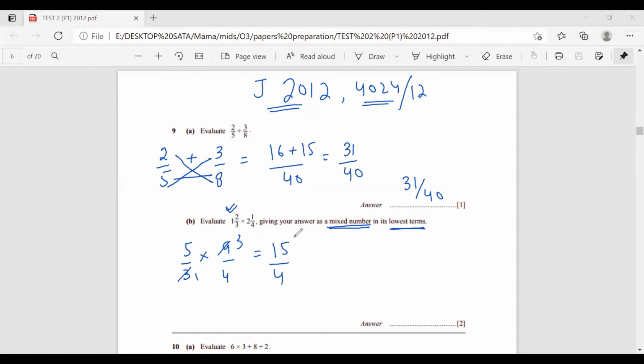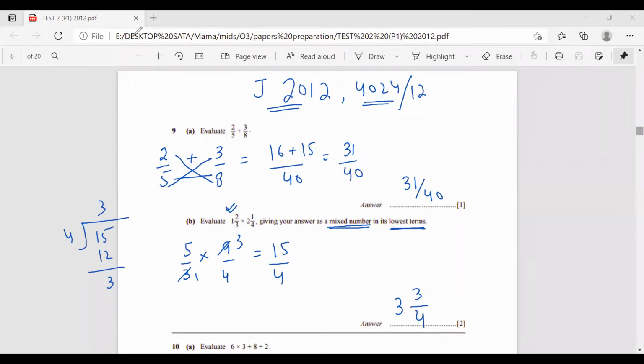This is the simplified form of the improper fraction, but you have to give your answer as a mixed fraction. You just have to divide it like this: 4 and 15, the denominator should come outside. 4 times 3 is 12 and the remaining is 3. So my answer is 3 whole 3 upon 4. This is the most simplified form of a mixed fraction for this question. Clear?